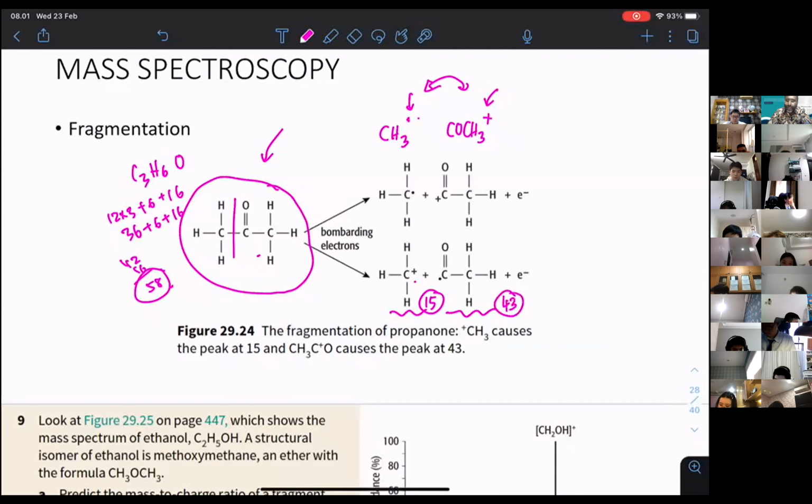So there are going to be different fragmentations. From here you can see there are already three fragments, so there are multiple fragments. But do remember what I taught you just now: the largest value, out of 43, 15 and 58, which is 58, will give you the molecular formula. That is useful to know.